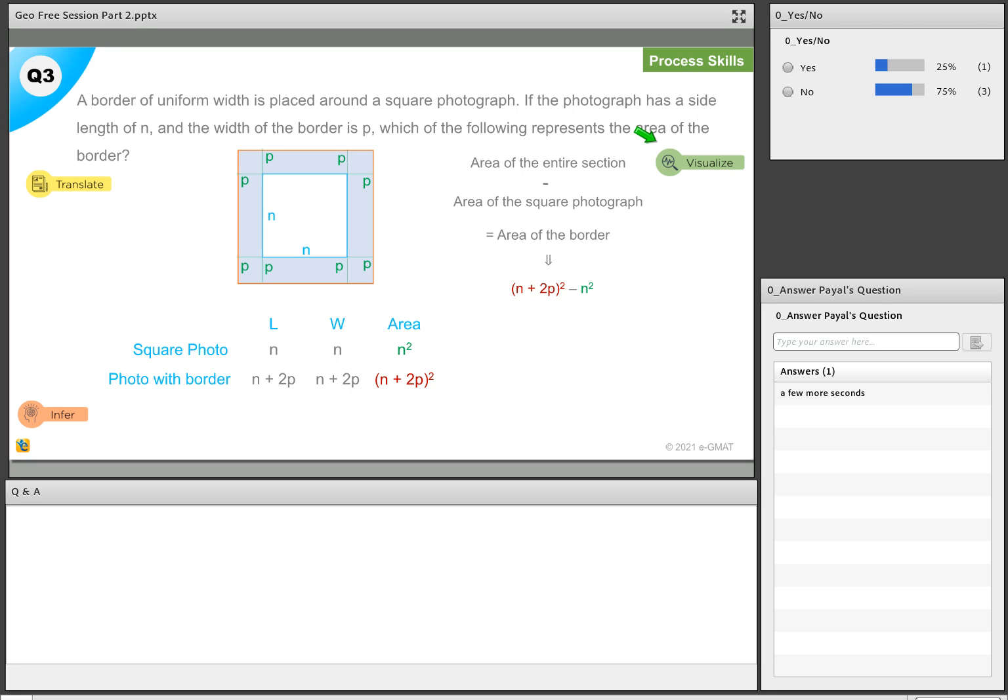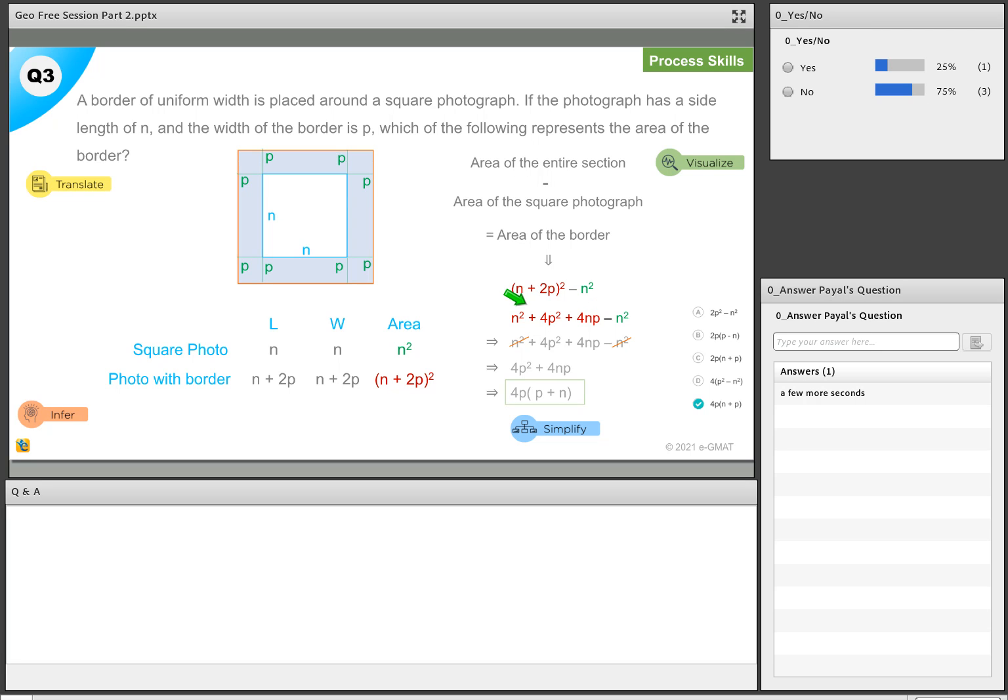Now, what is area? You've already inferred that the area of the border is the entire section minus the square photograph. You pick up the appropriate parts of the area, and then comes the simplification part. Here you can either expand (n + 2p) whole squared by applying the identity, or apply the identity a squared minus b squared. Again, whatever you're more comfortable with.